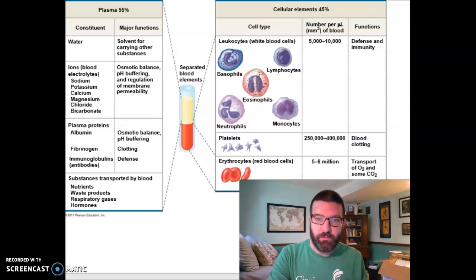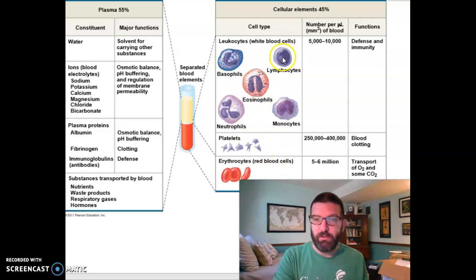Looking at the components of blood, it's a little over 50%, about 55% plasma, and a little under 50%, usually around 45%, formed elements, which means cells. Now that's almost entirely red blood cells. The vast, vast majority, over 99% of the formed elements are red blood cells, which carry oxygen because they're full of hemoglobin. And then you have platelets, which assist in blood clotting.